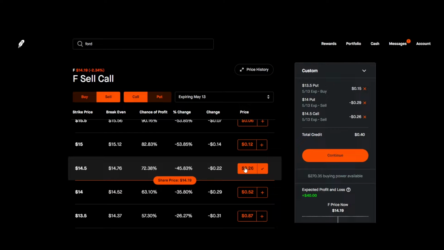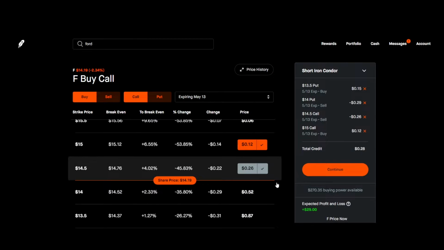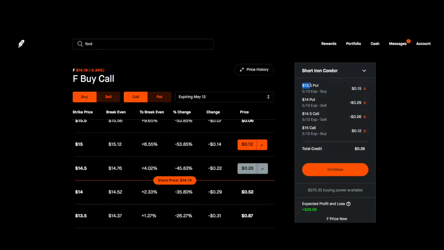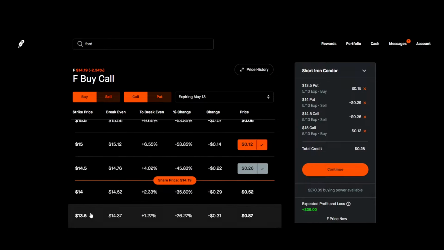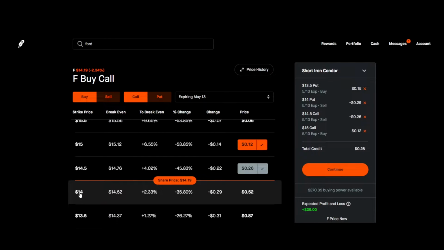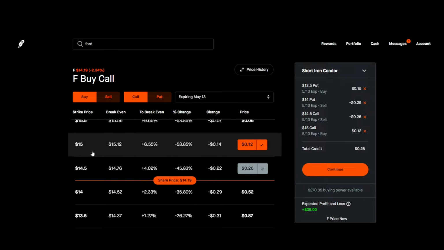And then the next step is we're going to buy a call. That's the last piece, and we're just going to go up one more time. So then we're going to buy the call right here. If you look on this side, you can see the prices. So for example, 13.5, 14, 14.5, and 15. So to just run that over again, we bought the put at 13.5, we sold that put at 14, we sold the call at 14.5, we bought the call at 15.